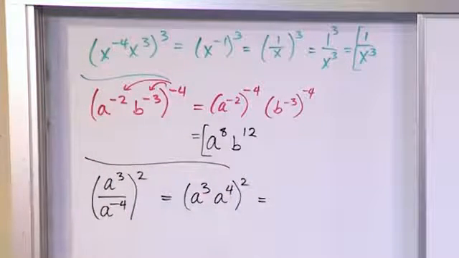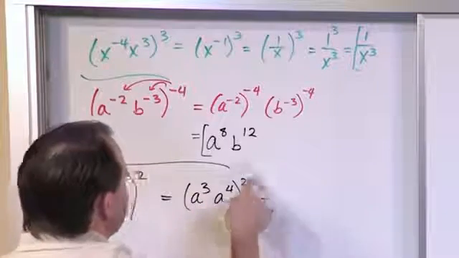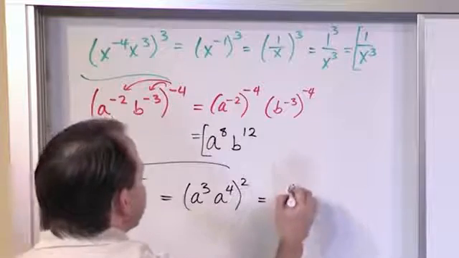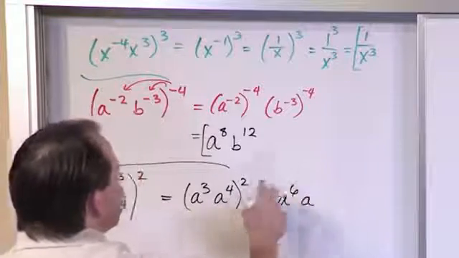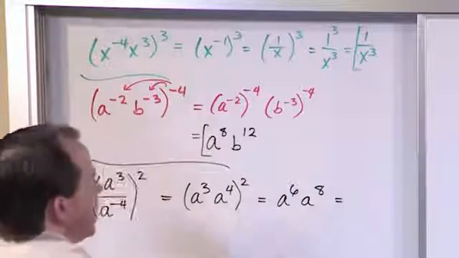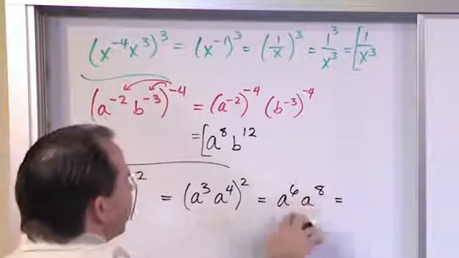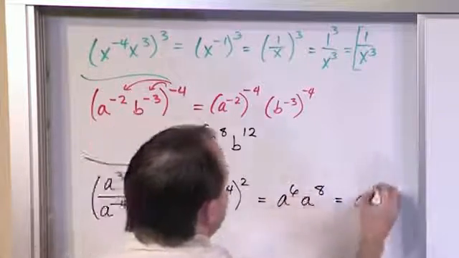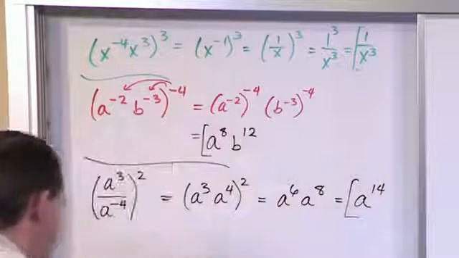You can do it either way you want, or you could add these guys first. Let's go ahead and distribute the 2 in. So we'll have a, 2 times 3 is 6, times a, 4 times 2 is 8. And now we can add these exponents because these are the same bases we're multiplying. So a, 6 plus 8, 14. A to the 14th power.